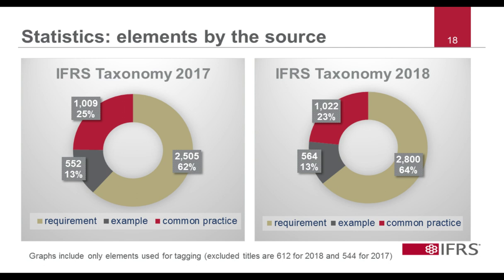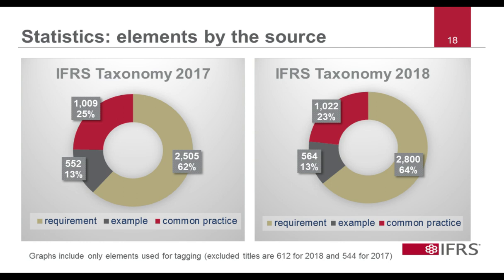There are around 13% of elements that are not required but we still included them in the IFRS taxonomy because they are included as examples in the IFRS standard, as discussed before. It's in the implementation guidance or illustrative examples, or even in the IFRS standard itself, but not as a requirement. Now, over 20% of the elements are not specifically mentioned in the IFRS standards, but were added to the IFRS taxonomy as a result of the common reporting practice analysis.